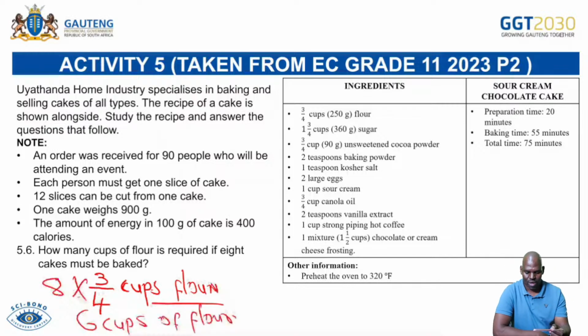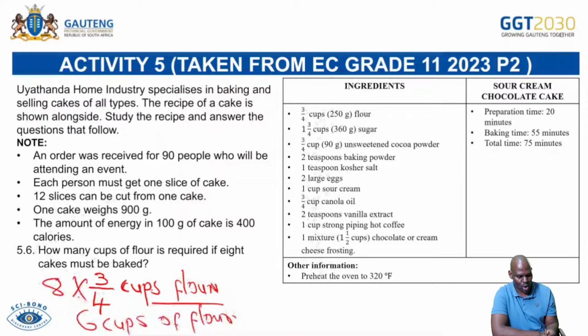The ingredients that are indicated in the table are enough for only one cake. If I want to make 2 cakes, it means every ingredient must be multiplied by 2. If I want to bake 3 cakes, every ingredient must be multiplied by 3. In this case, they say 8 cakes must be baked, so we take every ingredient and multiply by 8.